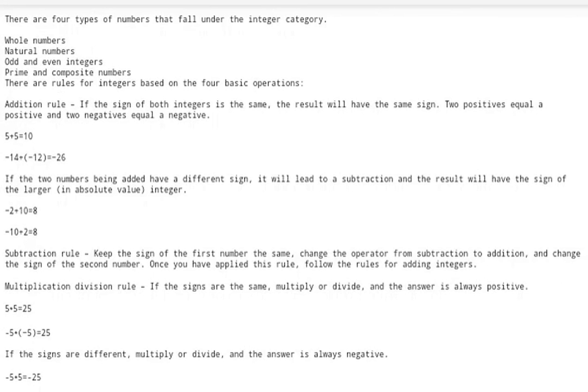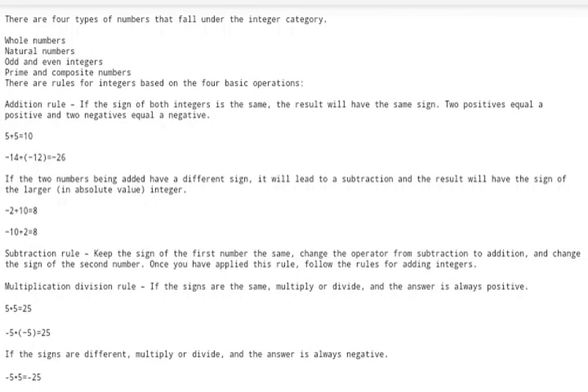So in the subtraction rule, we have to keep the sign of the first number the same, change the operator from subtraction to addition, and change the sign of the second number. Then once you apply this rule, follow the rules for adding integers that we have seen earlier.